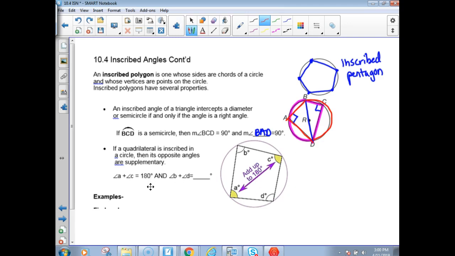The other property you want to know is that if you have an inscribed quadrilateral, a 4-sided figure in a circle, opposite angles are supplementary. They add to 180. So angle A plus angle C is 180, and angle B plus angle D is 180 as well. They add to 180. They are not necessarily equal.